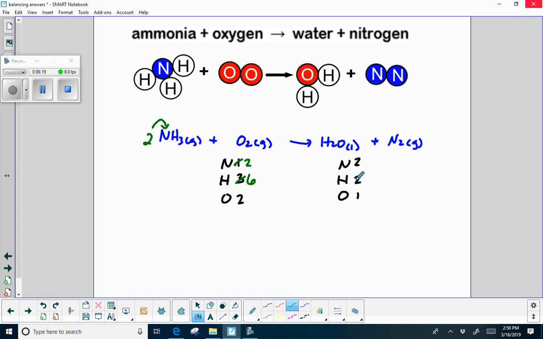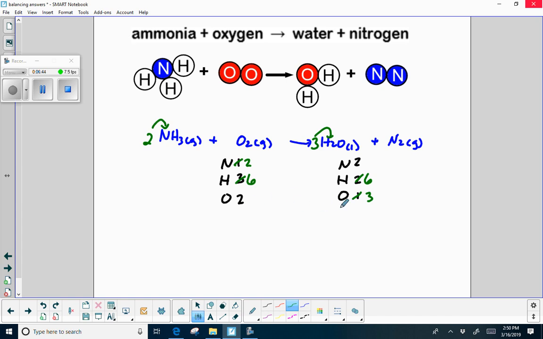Let's see what we can do on this side. So here, what do I have? I've got six hydrogens. Here I only have two. Okay, what if I put a three in front of here? So that'll give me my six hydrogens. And now I'm going to have three oxygens, which is good. So what do we have so far? Looks like everything is okay but the oxygens.